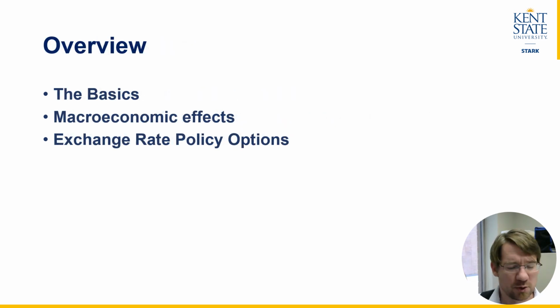So, basic overview: we're going to cover the basics, get the supply and demand and the effects in different groups down, then we'll talk about the macroeconomic effects, and then finally we'll look at exchange rate policy options and consider what we have to give up in each possible option.